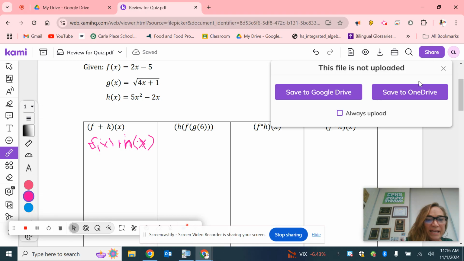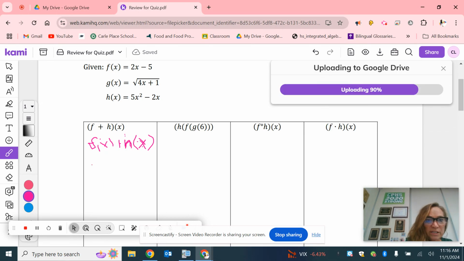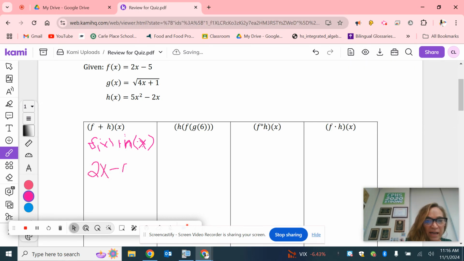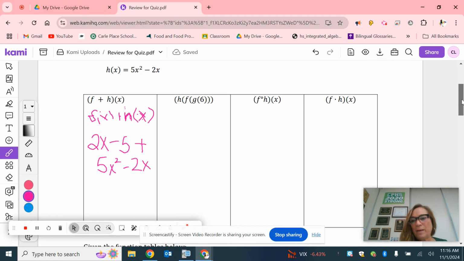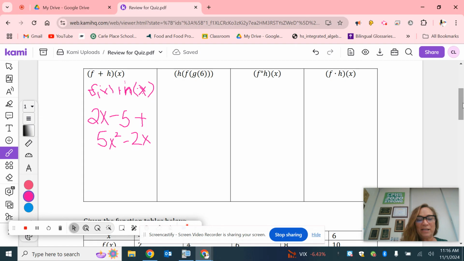Okay, so I take f of x, which is 2x minus 5, and I add it to h of x, which is 5x squared minus 2x. So now it really just becomes polynomial addition or combining like terms, however you want to think of it. So I'm going to write 5x squared, 2 minus 2 is 0, so there are no x's left, and then minus 5.